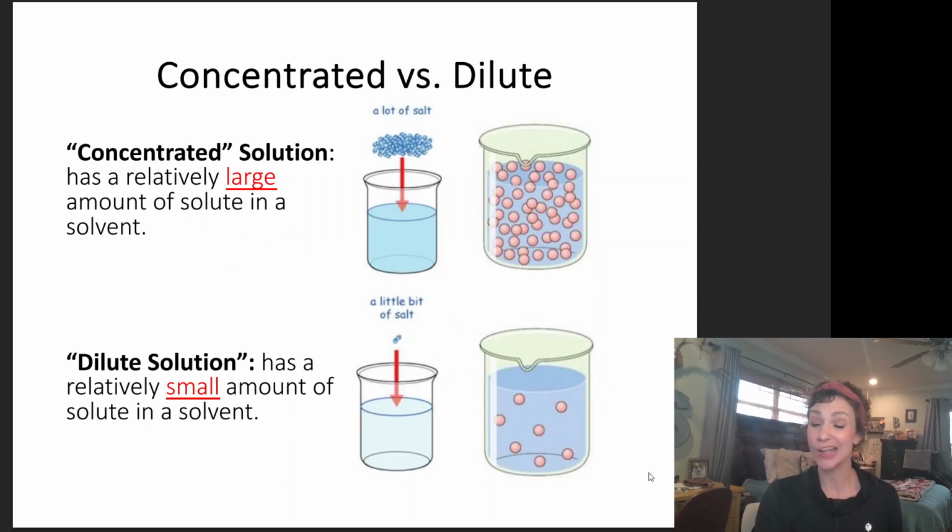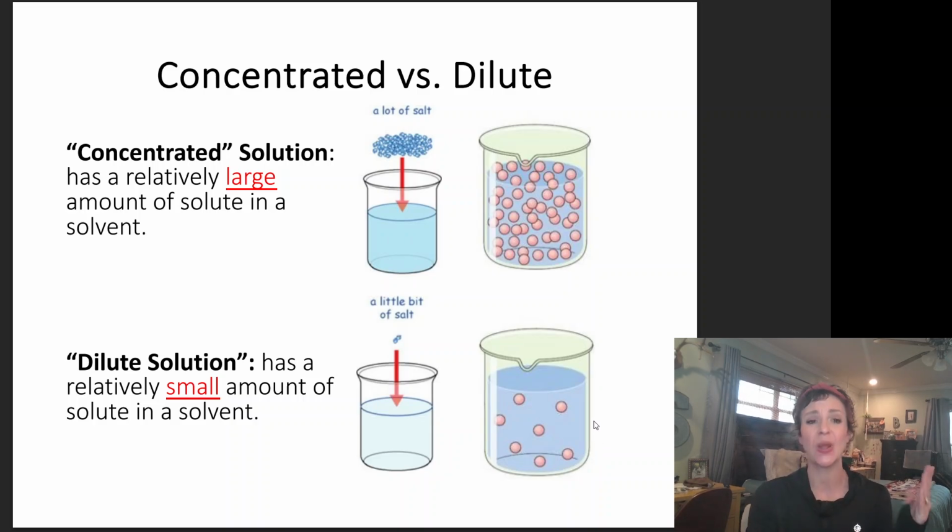Okay? Now, concentrated versus dilute. I can represent the concentration of a solution by these terms. A concentrated solution has a relatively large amount of solute in a solvent. Okay, so over here on this picture, this is a concentrated solution. I have a lot of salt being dissolved into my solvent, so I have a lot of solute particles within the solution. It's concentrated. Now over here, a dilute solution has a relatively small amount of solute in a solvent. So if I were to put only a little bit of salt solute into my solvent, I would have very few particles of solute in my solution.